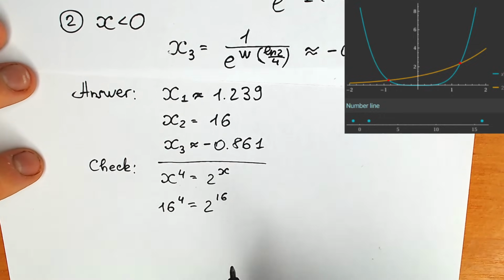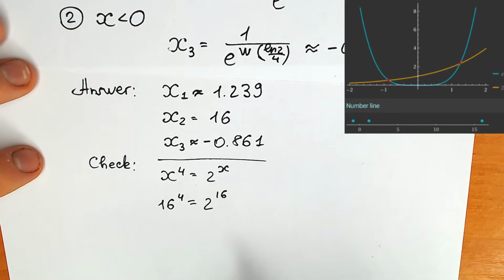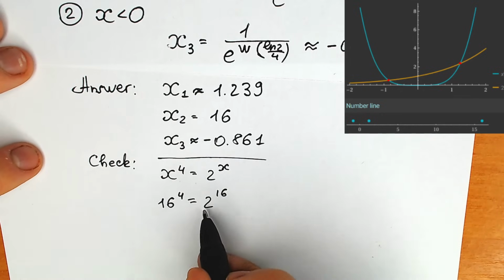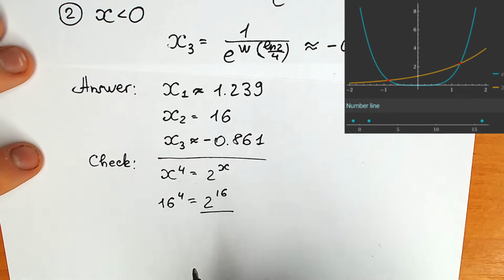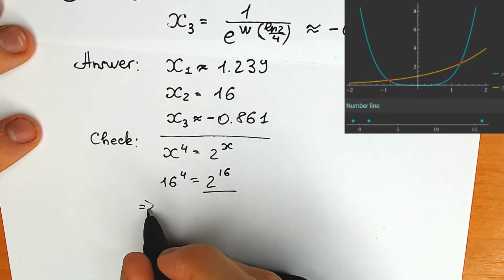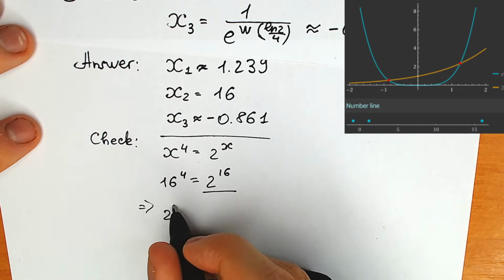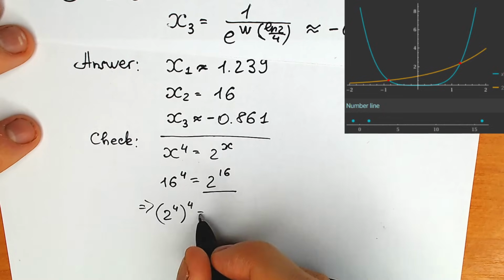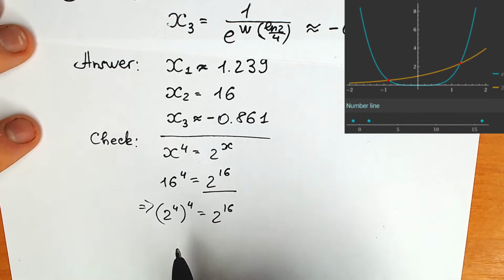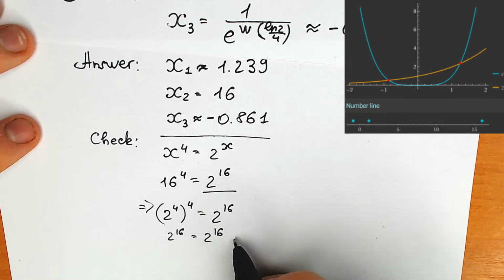And how can you do it? There are a lot of ways, but the main one is that we can easily create base 2 on both sides. Right here we already have it. On the left side we can write 16 as 2 to the power 4, raised to the power 4, equal to 2 to the power 16. As a result, we have 2 to the power 16 equal to 2 to the power 16. So this root is great for us.